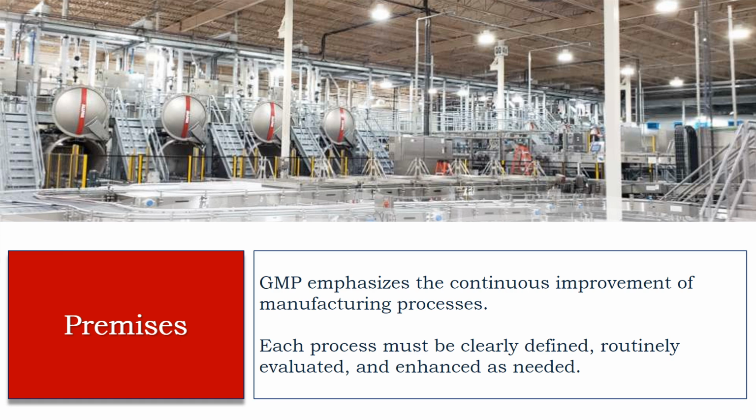And lastly is the premises. GMPs emphasize the continuous improvement of manufacturing processes. Each process must be clearly defined, routinely evaluated, and enhanced as needed. Regular self-audits help identify areas for improvement, ensuring ongoing compliance with industry standards. An example is a meat processing plant that performs daily sterilization of its processing equipment and periodic deep cleaning of its entire facility to comply with food safety standards.